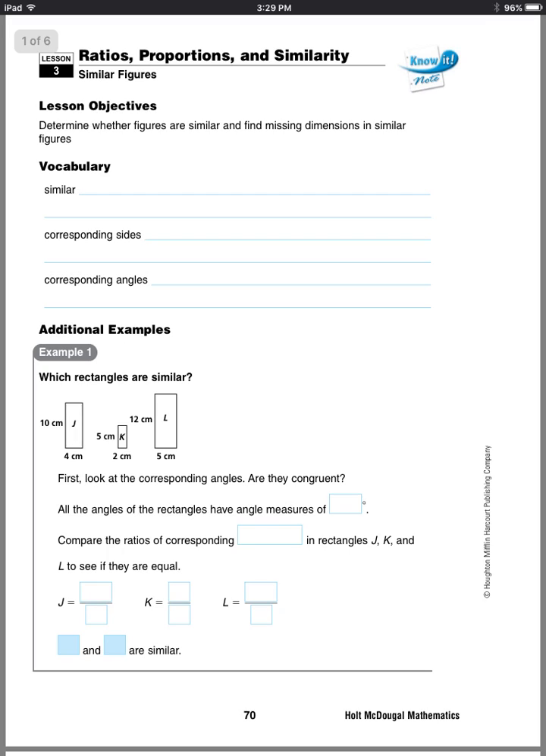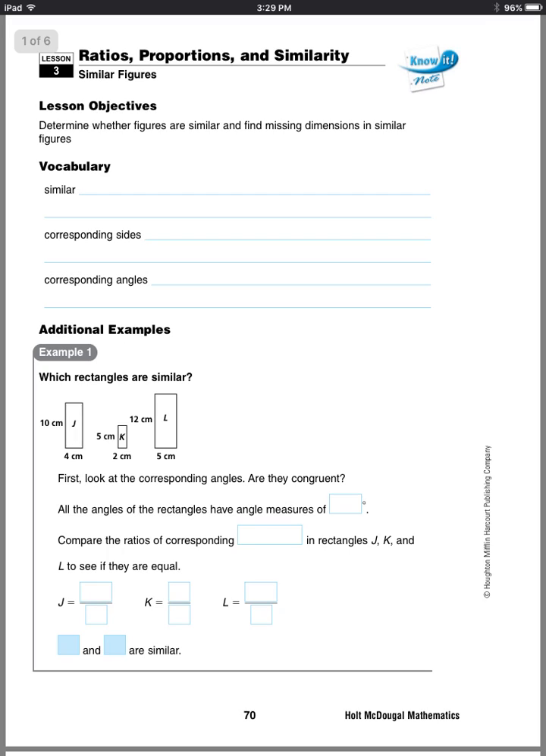Similar figures are figures with the same shape, but not necessarily the same size. Corresponding sides are sides that have the same relative position. So if you have a rectangle, both sides on the right are corresponding sides because they're both on the right. Corresponding angles are angles that have the same relative position. So similar shapes have the same shape, but they're not necessarily the same size.